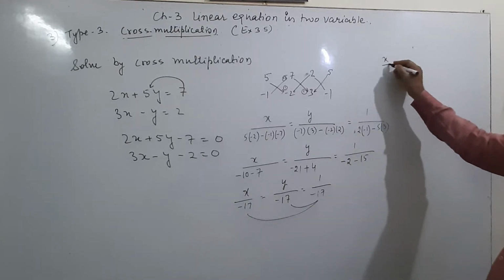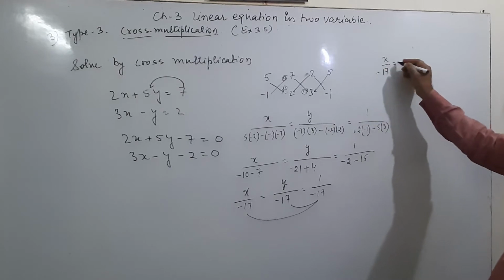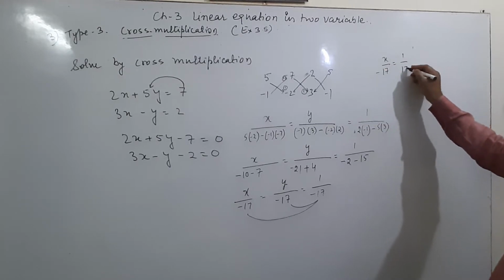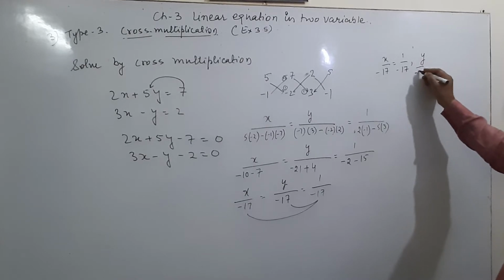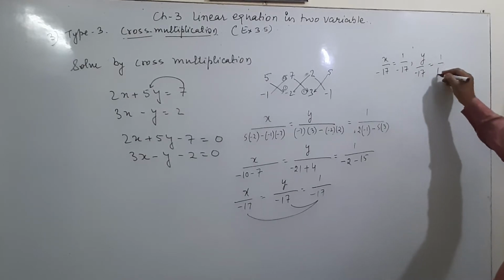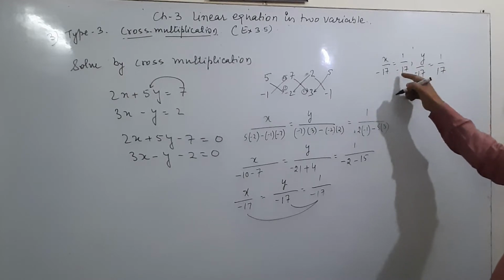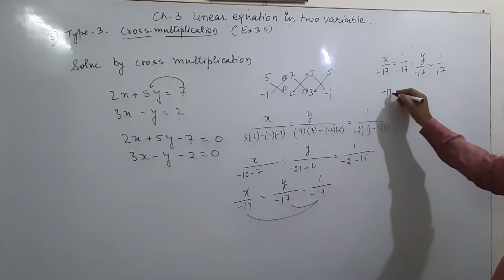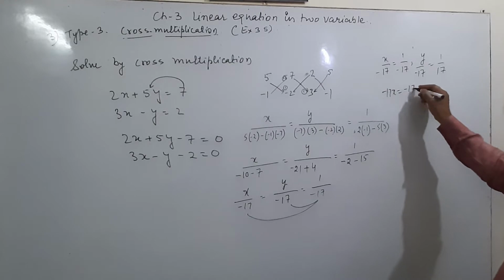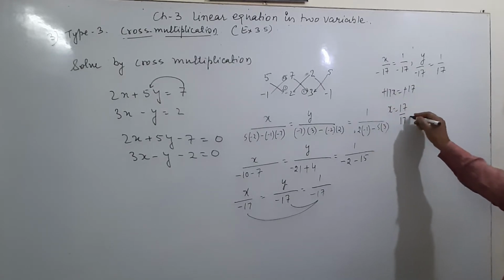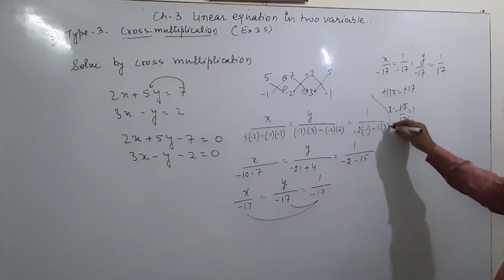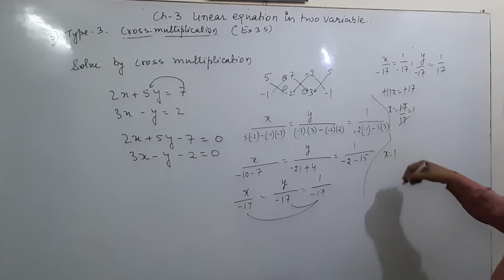Now x upon minus 17 is equal to 1 upon minus 17, y upon minus 17 is equal to 1 upon minus 17. This is cross multiply. Minus 17x is equal to minus 17. Minus minus cut. x is equal to 17 upon 17. This will cut, it is equal to 1. So that means x is equal to 1.